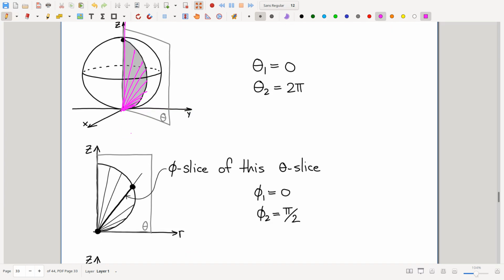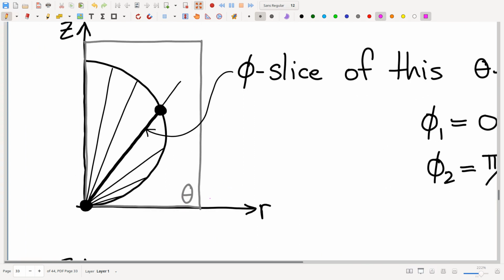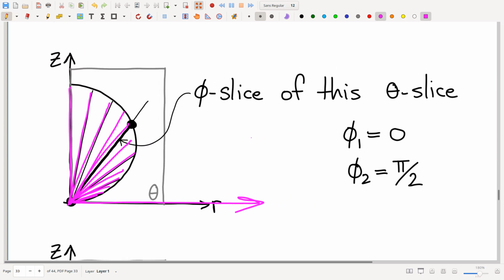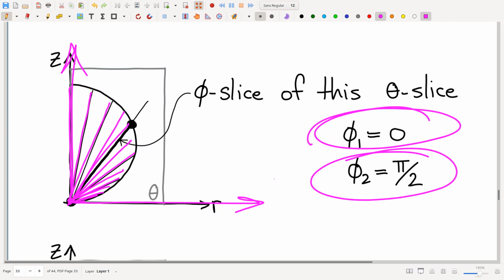So let's come over to this picture where I can blow things up. And, again, there's phi equals 0. And as phi increases, these slices get smaller and smaller and smaller. They never really quite go away until you get all the way down to horizontal. So for this theta slice, phi starts at 0 and ends at pi over 2.